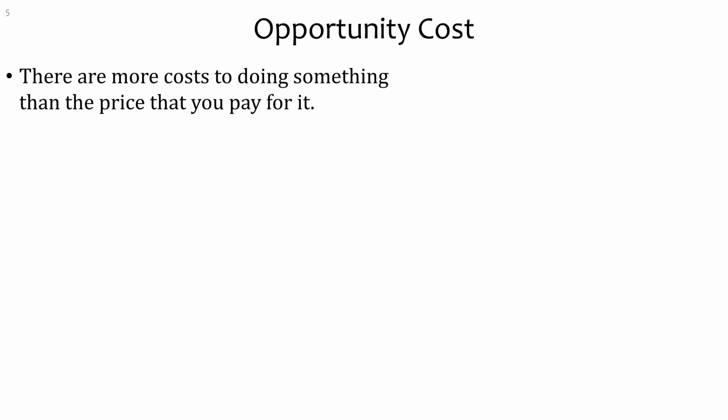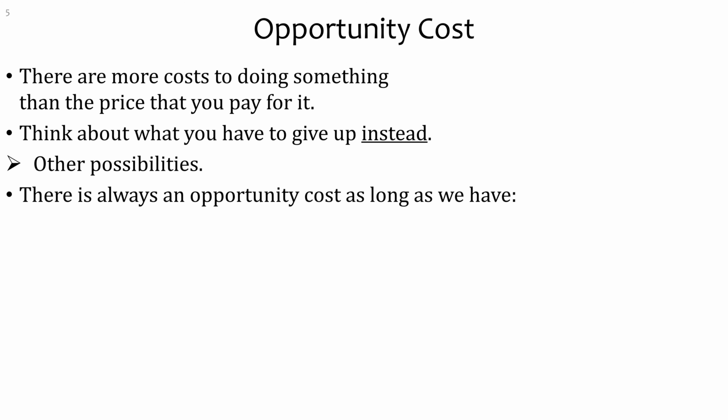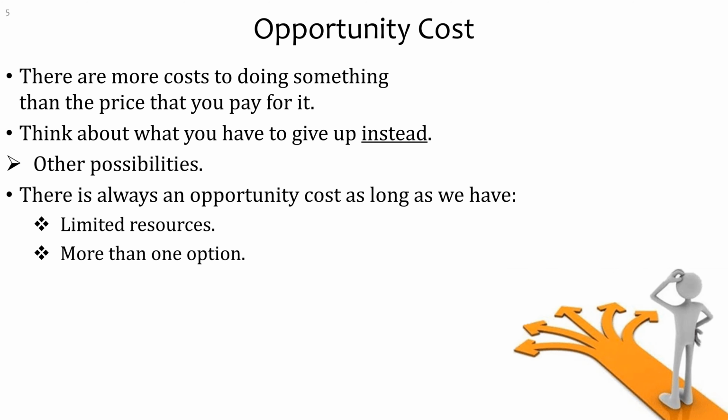Okay, there are more costs to doing something than the price that you pay for it. That's the lesson of opportunity cost. You have to think about what you have to give up instead. So other possibilities. There is always an opportunity cost as long as we have two conditions. First, limited resources, and second, more than one option. And the fact is, we almost always have these two conditions, right? So because of that, there is almost always opportunity cost.